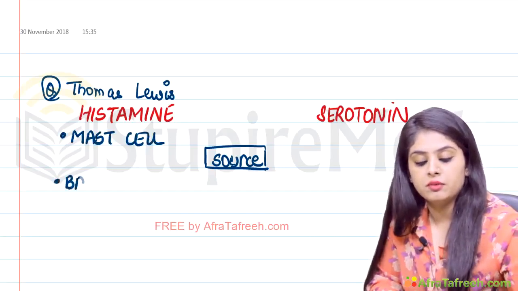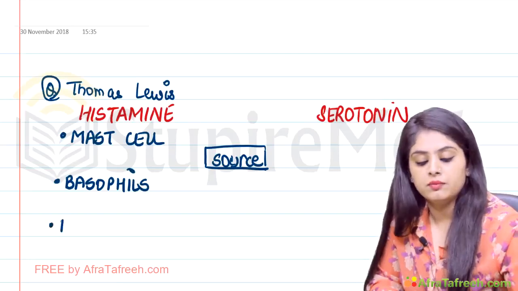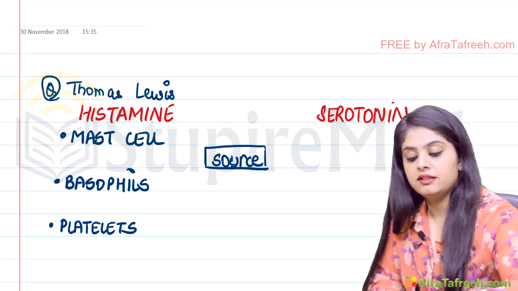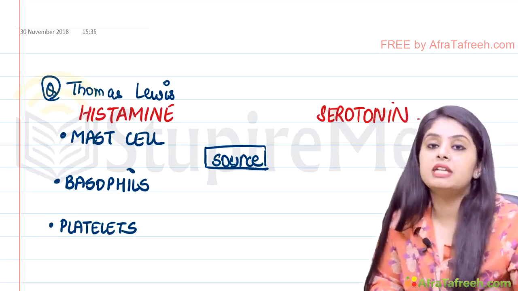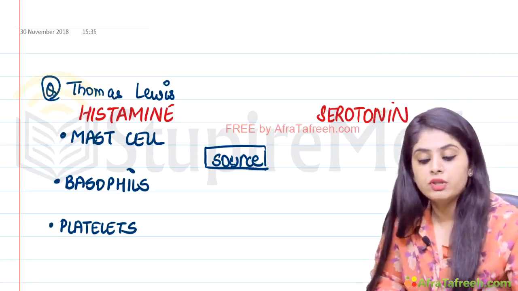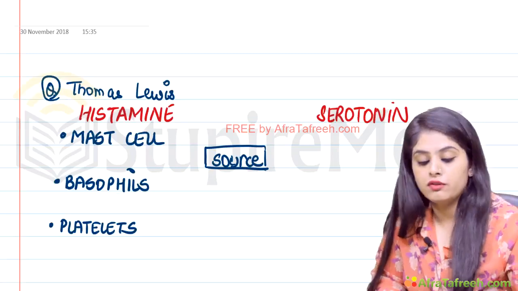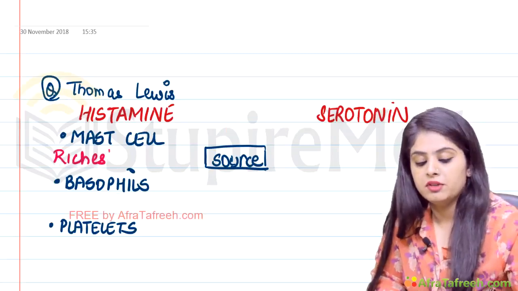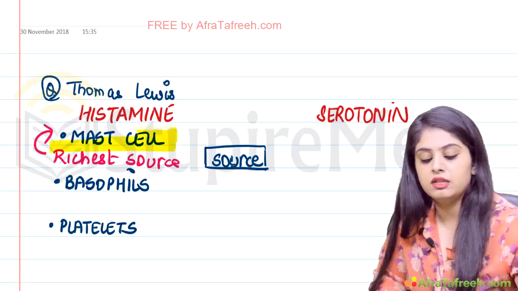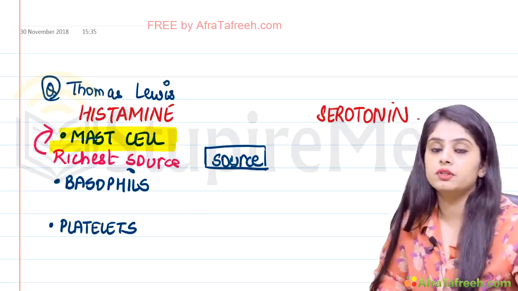It also comes from basophils, and it also comes from platelets. So mast cells, basophils and platelets are the three cells liberating histamine, but when you have a list, you must know the most important one. Which out of these three is the richest source of histamine? Remember, the richest source of histamine happens to be the mast cell. So the mast cell is the richest source of histamine, a direct one-liner question which is very important.